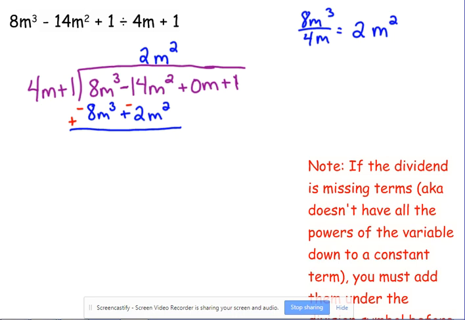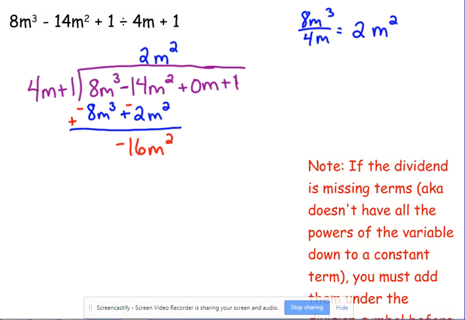So I've got that in red. It was positive 8m cubed and positive 2m squared. So I changed those to negatives. And I'm going to add. So the first term should always cancel. If you did your division and multiplication right, the first term should always cancel. So then negative 14 plus negative 2 is negative 16m squared.